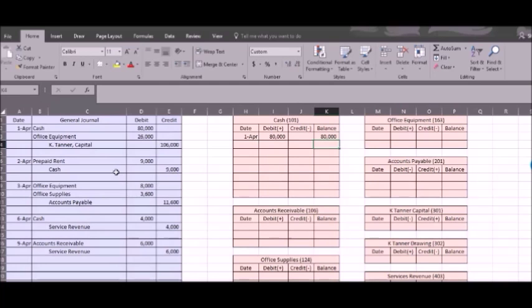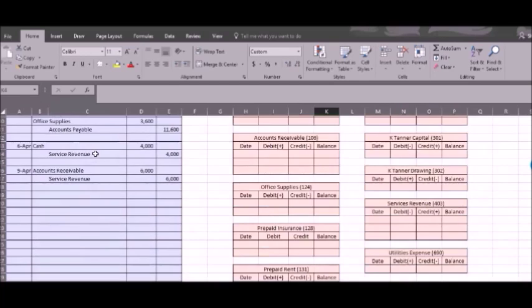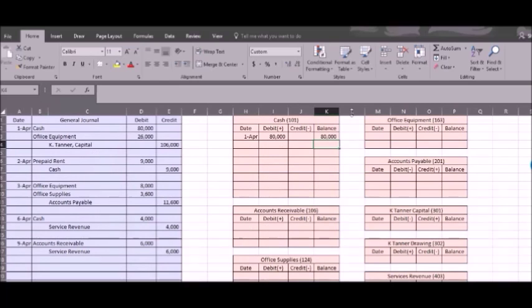The next thing that we do is we find office equipment, right? Where is office equipment? There it is right here. 4-1. We had a debit of $26,000. No beginning balance, so that is my balance, right? $26,000. So we posted those two.